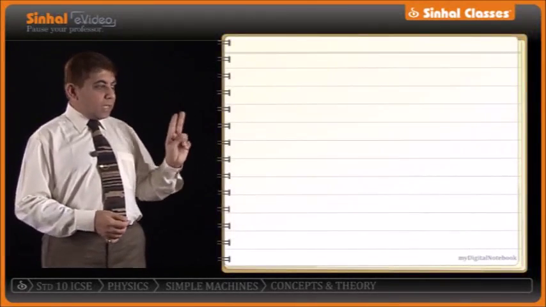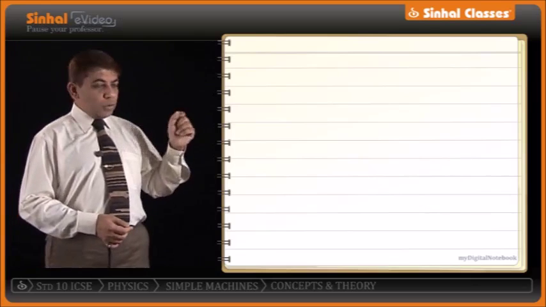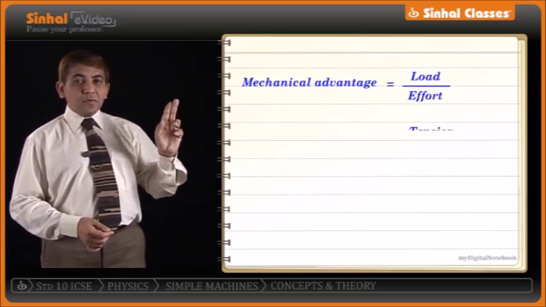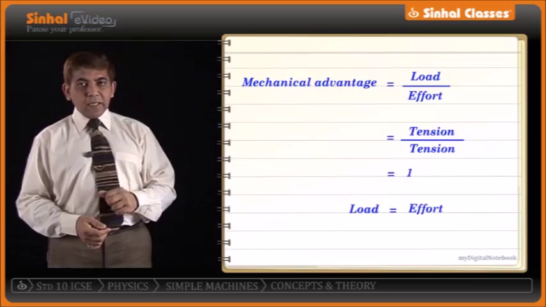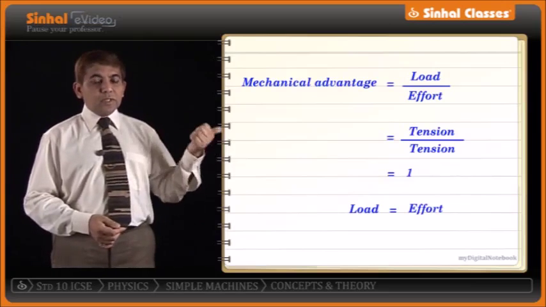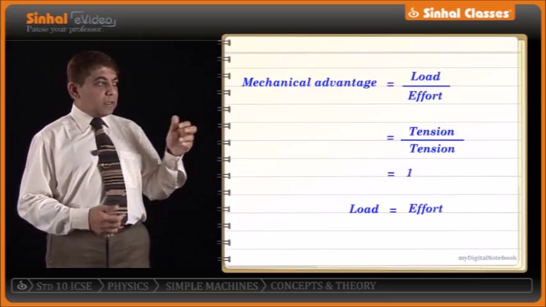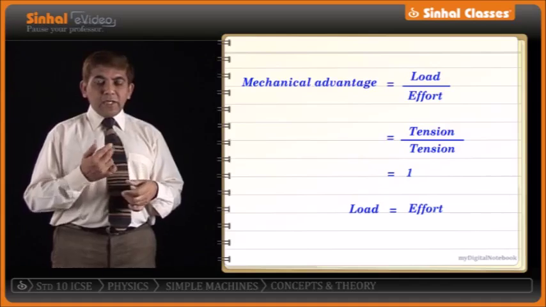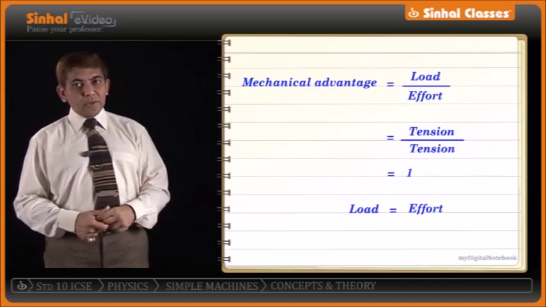We have the mechanical advantage for a single fixed pulley as load upon effort, that is tension upon tension, that is equal to 1. That means whatever force I have applied is equal to the load that is being lifted. With this, I see that the mechanical advantage is 1, but because I am getting the convenience in direction, I definitely can utilize it as a simple machine.